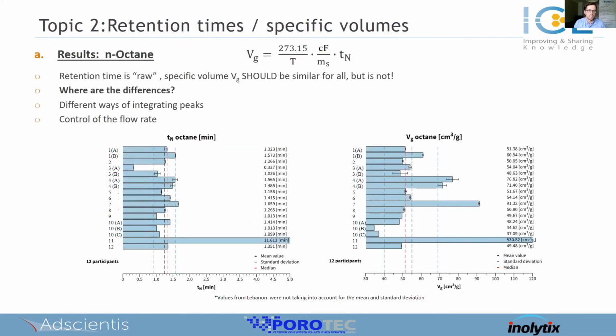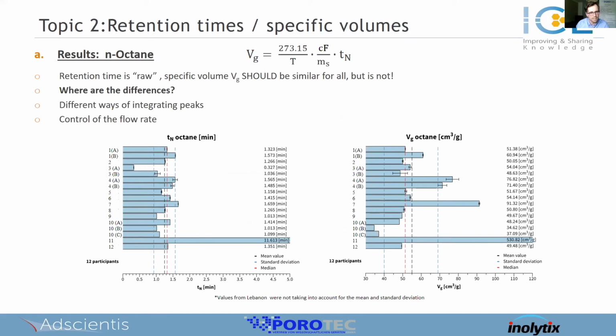We are comparing here the retention time of octane. You can see that they are varying a lot between the participants, but this is normal as we have used different columns and flow rates. So comparing retention time is not that meaningful.